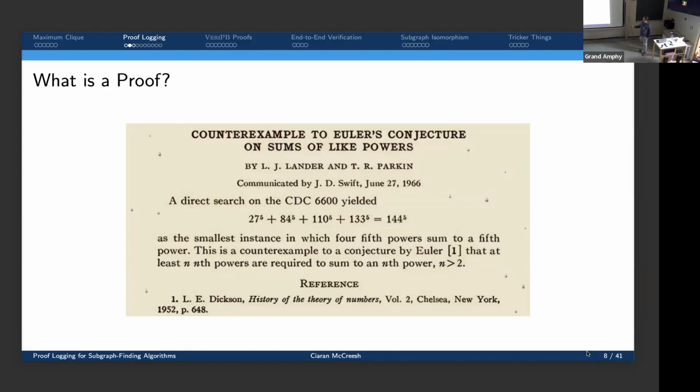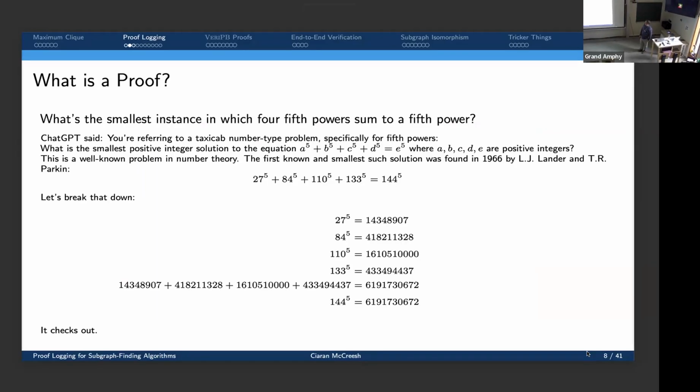So let's say that this is the smallest instance. So how do we know that we didn't actually skip over some instances? So we can ask ChatGPT. ChatGPT knows about this paper. It can actually go and find a solution and it tells us that yes, it's okay, it checks out, so we can trust this, right?